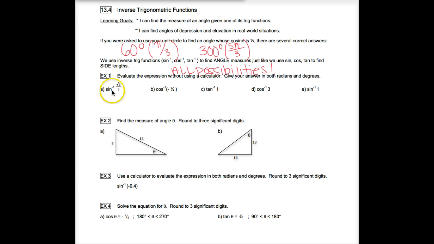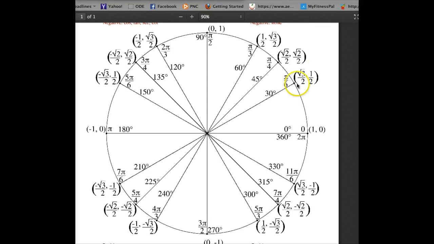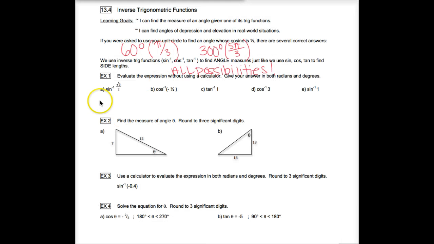So if I'm looking for inverse sine of radical 3 over 2, that means what is the angle whose sine is radical 3 over 2? So look at your unit circle. Remember that sine is the y-coordinate. So here is a sine of radical 3 over 2 at 60 degrees. And then I see it again over here at 120 degrees. None of the other y-coordinates have radical 3 over 2 that is positive. So it's 60 degrees and 120 degrees. So I can write those down.